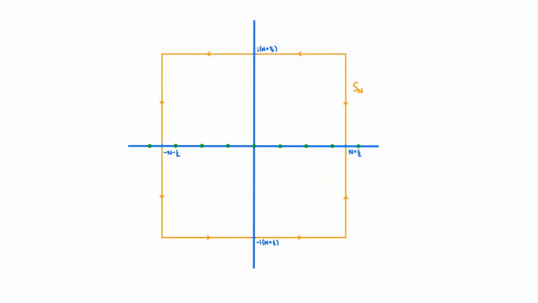What we'd like to do now is integrate the function f around a large square S sub n, where n is a positive integer and S sub n is a square with sides parallel to the real and imaginary axes, which passes through n plus a half and negative n minus a half on the real axes, and is centered at the origin. As n goes to infinity, we're going to pick up the residues from all of the poles of f. Remember, f had residues with values 1 over n squared when n is a non-zero integer, and negative pi squared over 3 at 0.